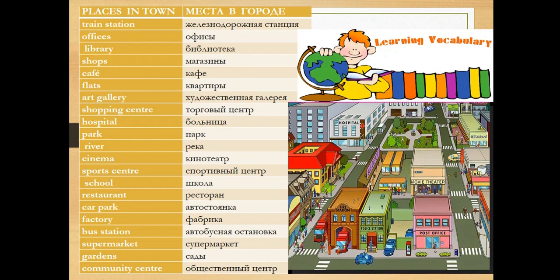Places in town. Train station. Offices. Library. Shops. Cafe. Flats. Art gallery. Shopping center. Hospital. Park. River. Cinema. Sports center. School. Restaurant. Car park. Factory, bus station, supermarket, gardens, community center.